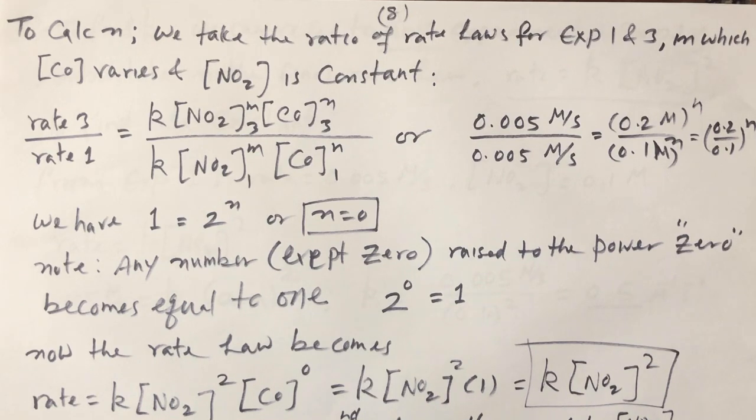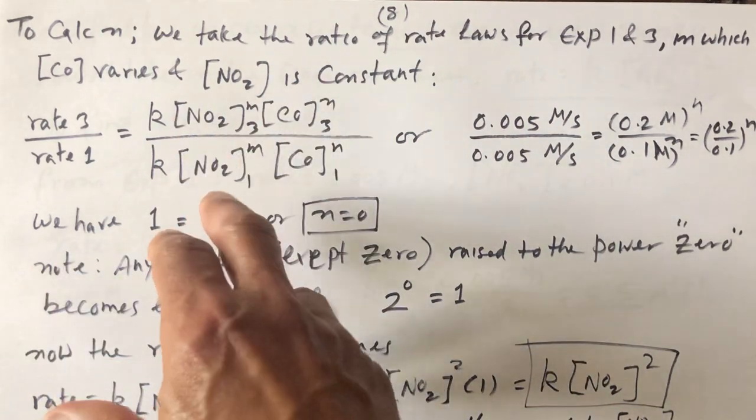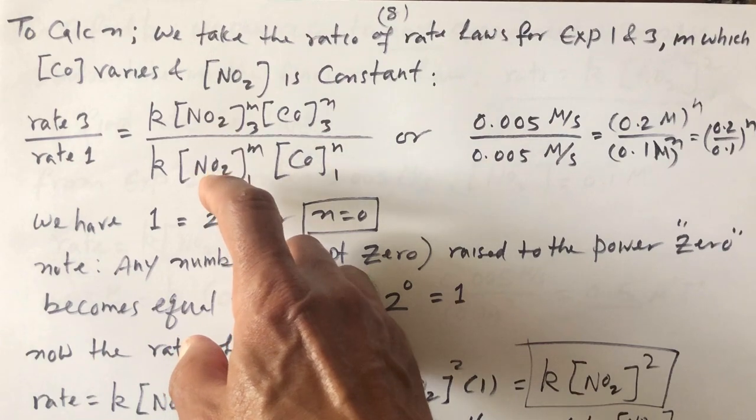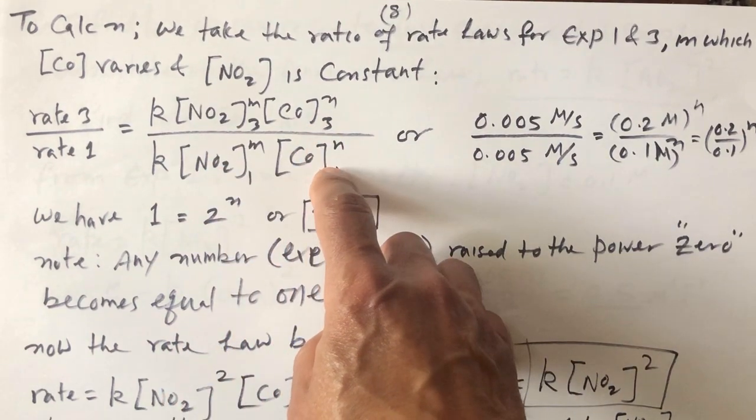Okay, now, to calculate n, which is the order of the reaction with respect to the other component, CO, we take the ratio of the rate law for experiment 1 and 3. Why 1 and 3? Because going from 1 to 3, you see that the NO2 concentrations are constant, and the CO is changing.